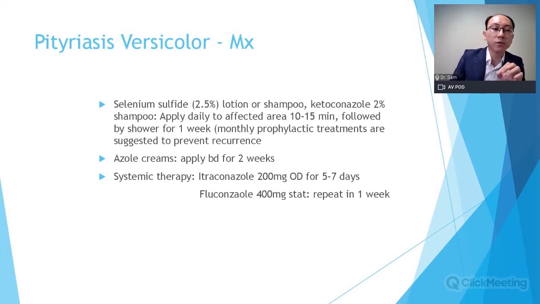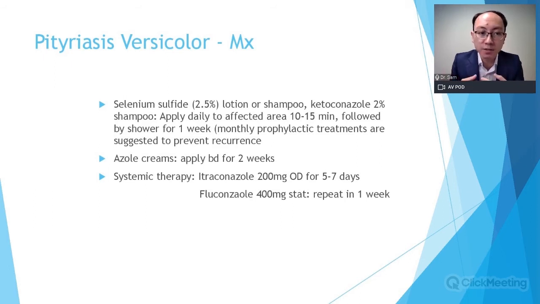So what can you do if a patient has Pityriasis Versicolor? It is quite common in young children and school-age children. For treatment, we can suggest a selenium sulfide lotion or shampoo, or you can even give ketoconazole 2%, applied daily to the affected area 10 to 15 minutes before the bath. You leave it for 10 minutes, then ask the patient to take a shower, and use this for 1 week. Intermittently, we can also suggest the patient use it once a month as prophylactic treatment to prevent recurrence.